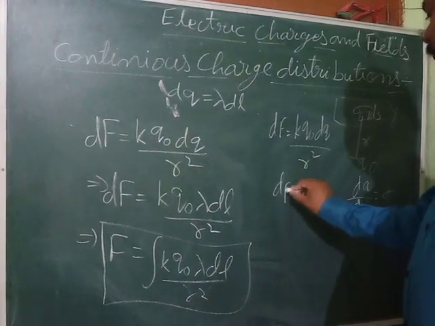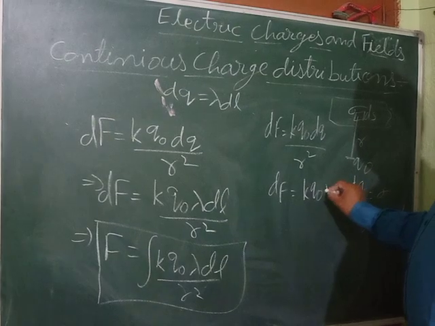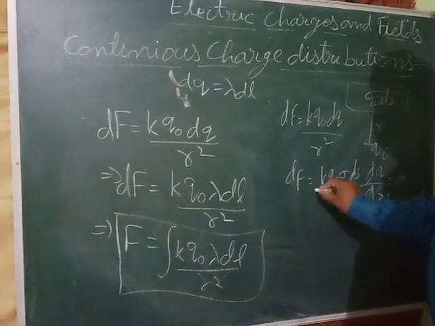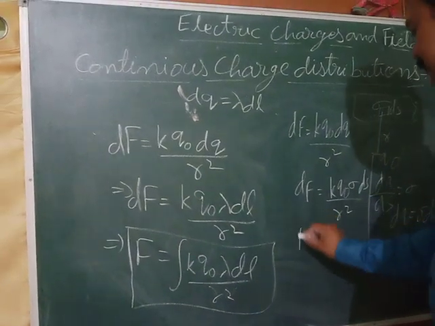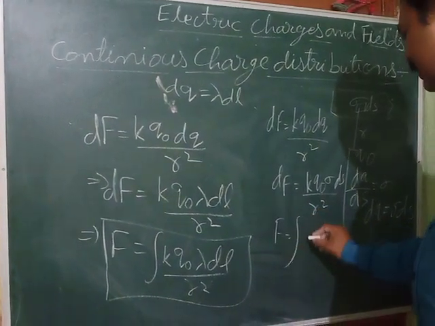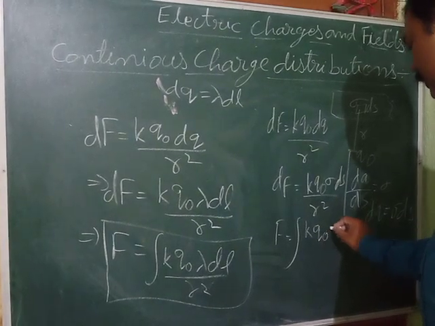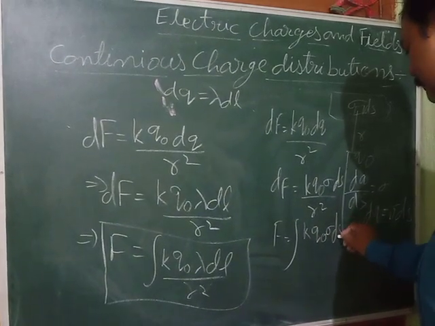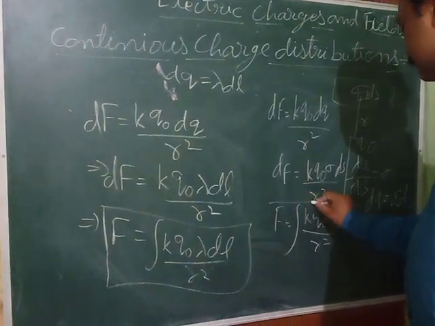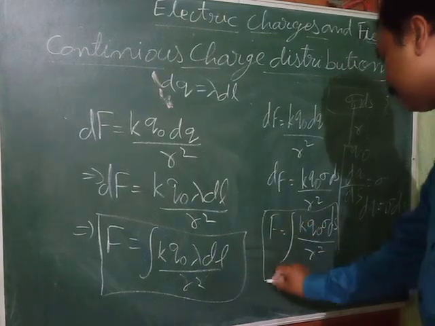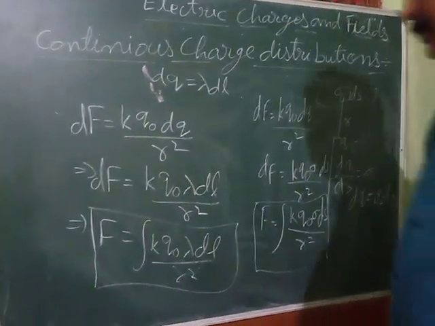So df is equal to K Q naught sigma ds upon r square, and so F is equal to the integration of K Q naught sigma ds upon r square. This is for a two-dimensional body. Similarly, in the case of a three-dimensional body, what do you have to do?